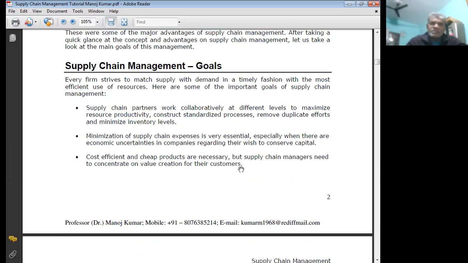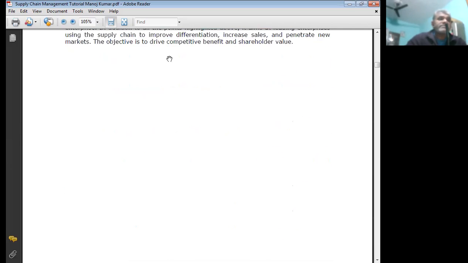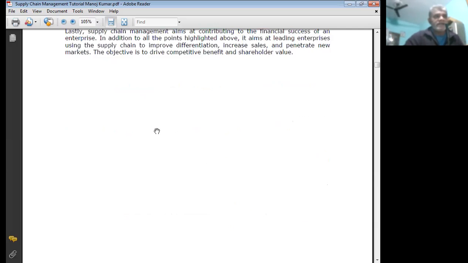Cost efficient and cheap products are necessary. Cheaper products must be there, cost efficient products must be there, but supply chain managers need to concentrate on the value creation of their customers. These are the goals of supply chain management.